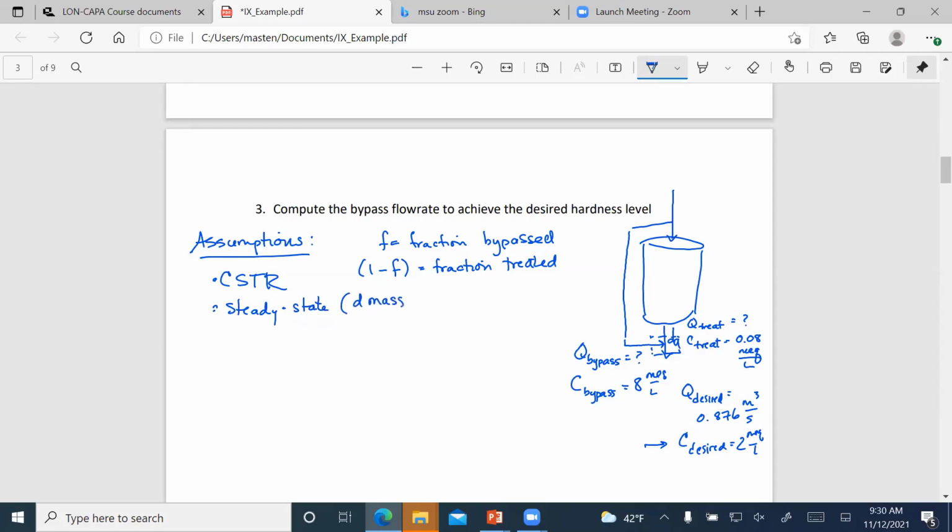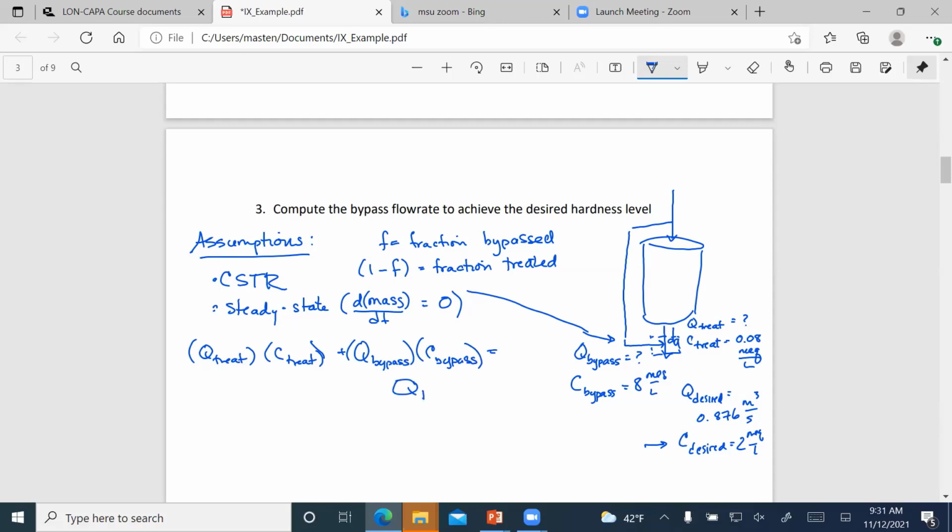So if you remember, the change in mass with respect to time is equal to 0. We're making that assumption around the system boundary that I made. The column is not operating at steady state. What's operating at steady state is just this control volume right there. So with those assumptions, I can write that Q treat times C treat plus Q bypass times C bypass is equal to Q desired times C desired. So that's my basic mass balance equation.